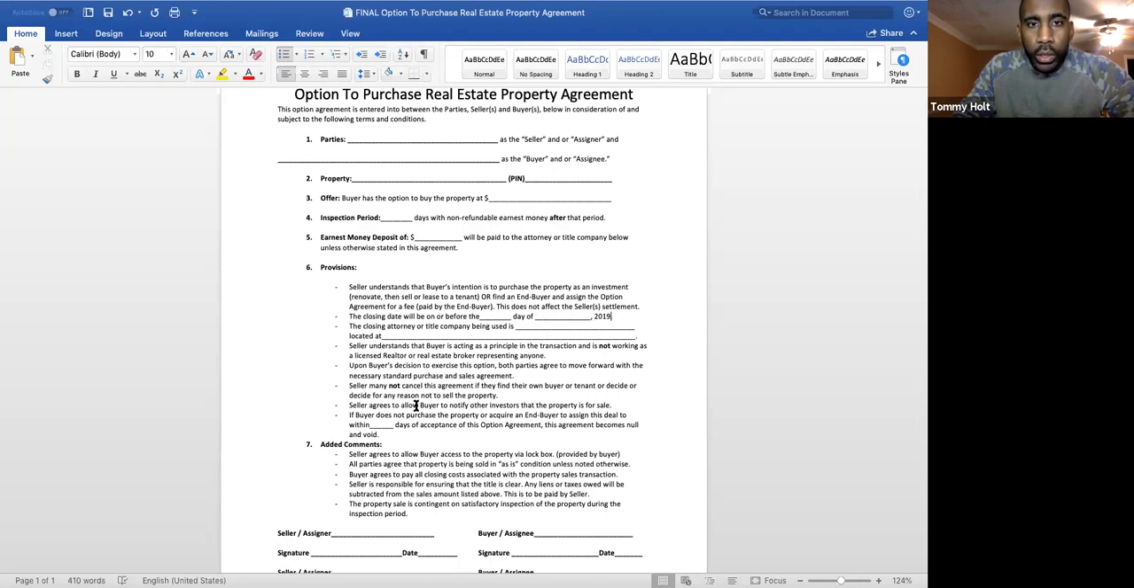Seller agrees to allow buyer to notify other investors that the property is for sale. All right. Again, I am 100% clearly identifying that I can wholesale this thing. I'm not saying wholesale, but that's showing that that's what I can do.